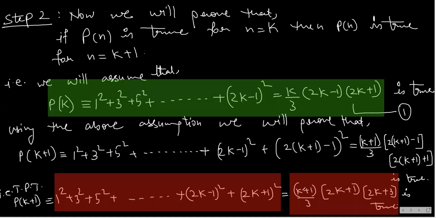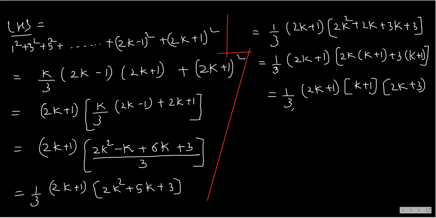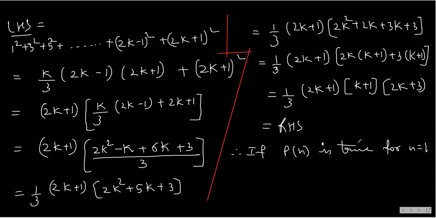And you will notice that this is RHS. See, k plus 1 by 3, 2k plus 1, 2k plus 3. This is RHS. Therefore, you will write: if P of n is true for n equals k, then P of n is true for n equals k plus 1.